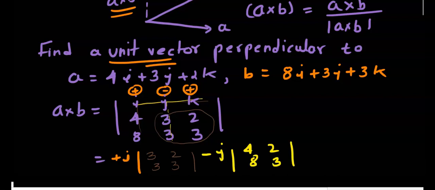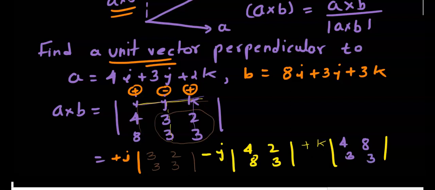Okay. Now we are going for k. So plus k, you write down here plus k. And what is left? We are leaving this row definitely and this column. So we are left with 4, 3 and 8, 3. So let's write down here 4, 3 and 8, 3.